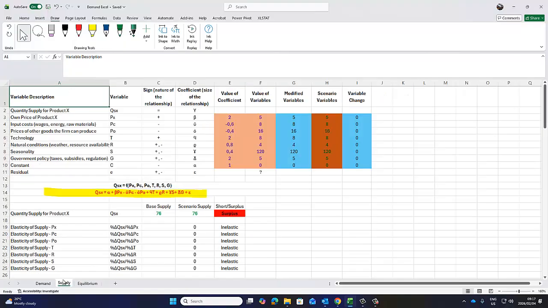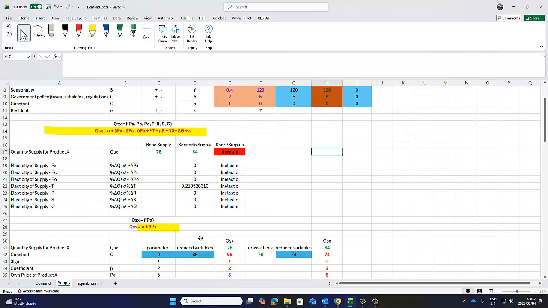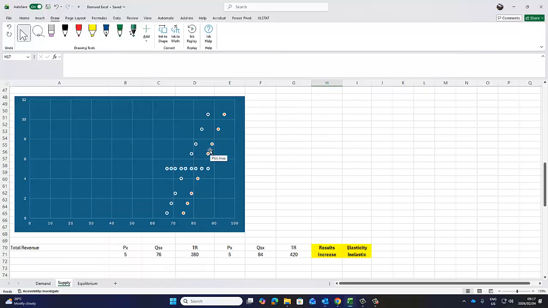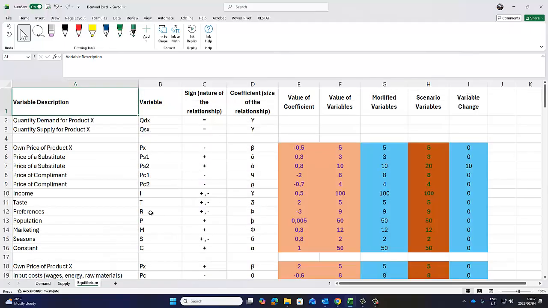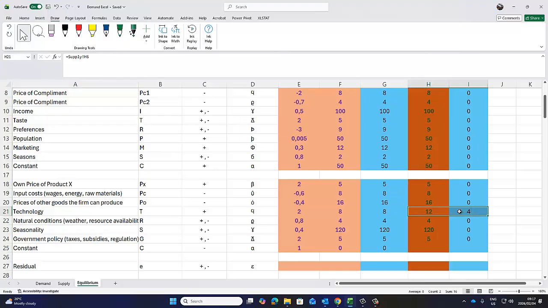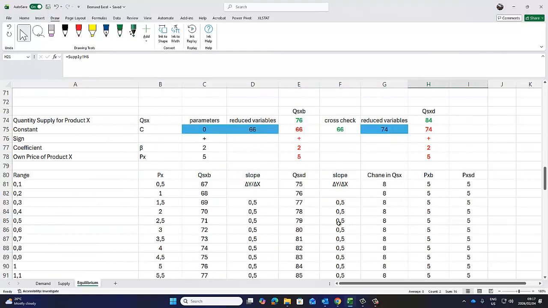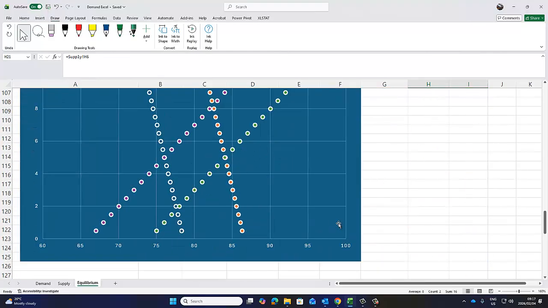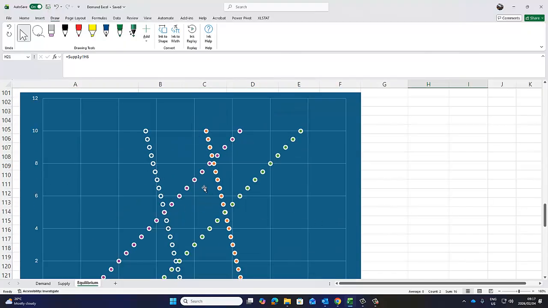Now we can say, okay, let's say at the same time there's a technology boom, and that goes from 10 to 12. Okay, so our technology increases by 4. So it runs for the same one here. There's increase in supply. Let's have a look at equilibrium. You see there, it has run through to that. And let's have a look and see, there's my equilibrium now. So there's my increase in demand, and there's my increase in supply.